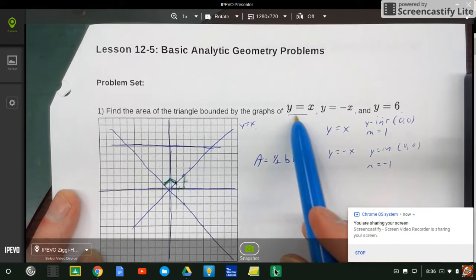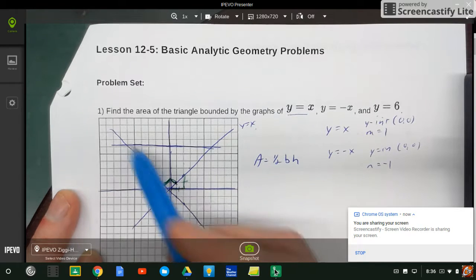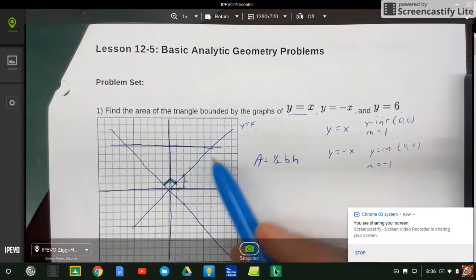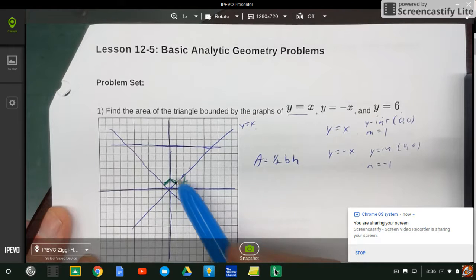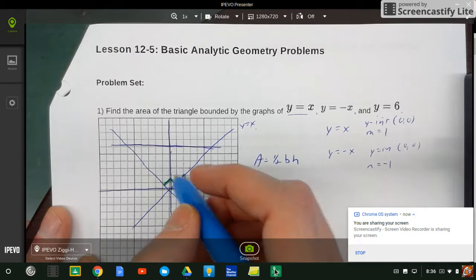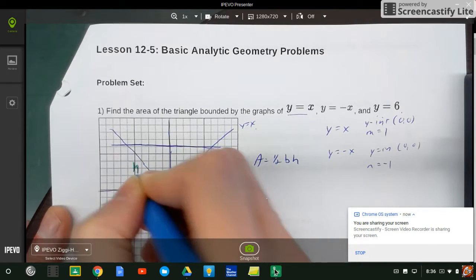Okay? Nice thing about the y equals x line and y equals negative x line: they're going to be 45-degree angled lines. Okay? Think of it like that. They create 45-degree angles with the axes. Okay? Which means here's my base, there's my height.